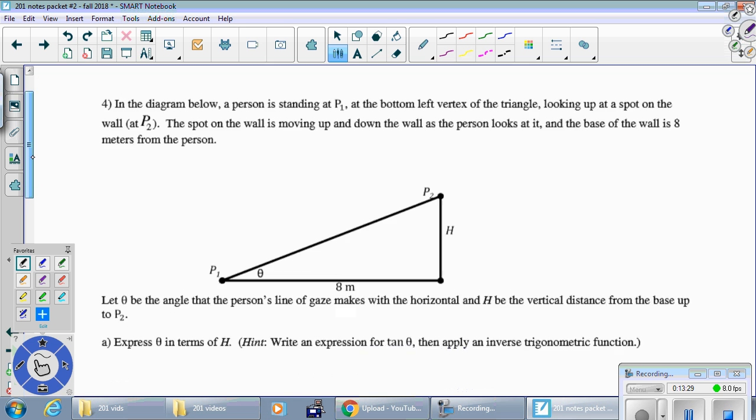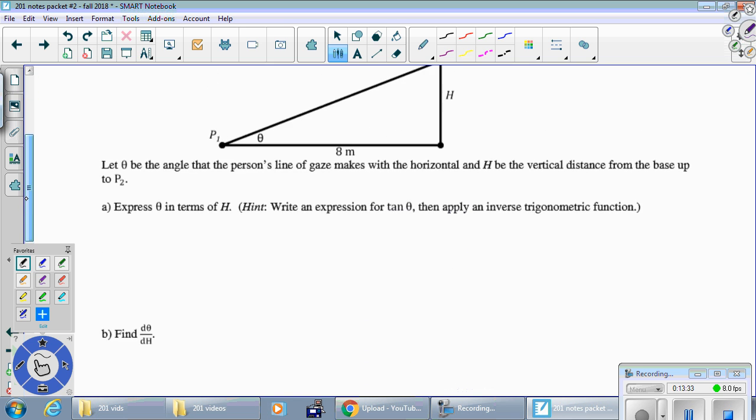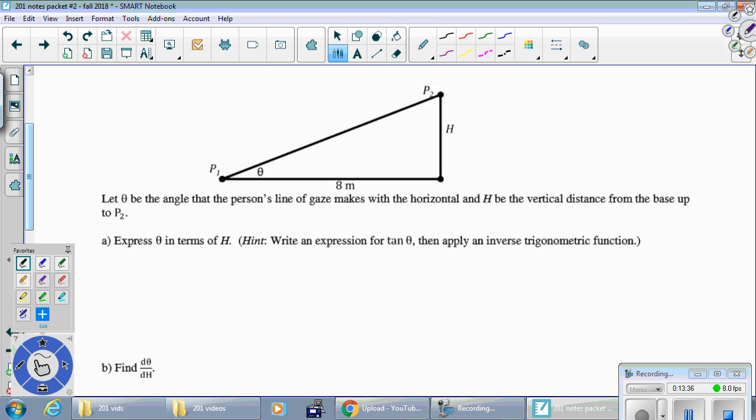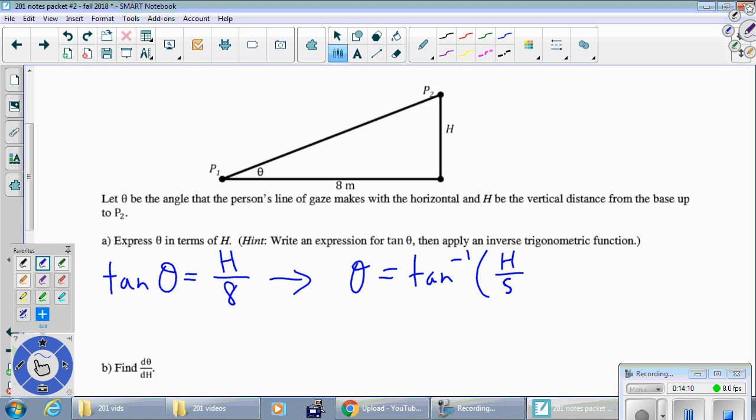Okay, if you haven't read this scenario yet, go ahead and pause the video and read, but we're going to go ahead and jump into part A. Express theta in terms of h, so we're going to write down a trig function for theta. So looking at the angle theta and the two sides that are labeled, h is the opposite side and 8 is the adjacent side. So which of our three main trig functions relates opposite to adjacent? It's the tangent. So tangent of theta is opposite over adjacent, h over 8. And then we're going to solve this for theta by taking the inverse tan of both sides. So theta equals inverse tan h over 8.